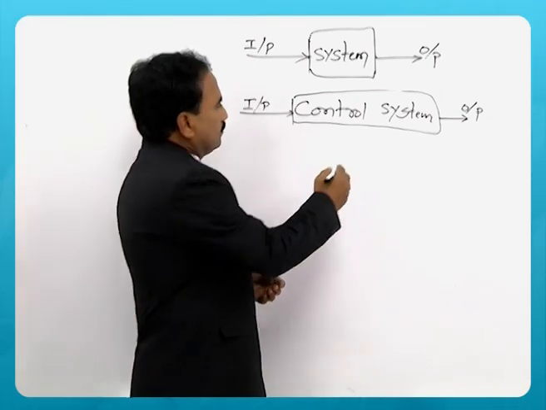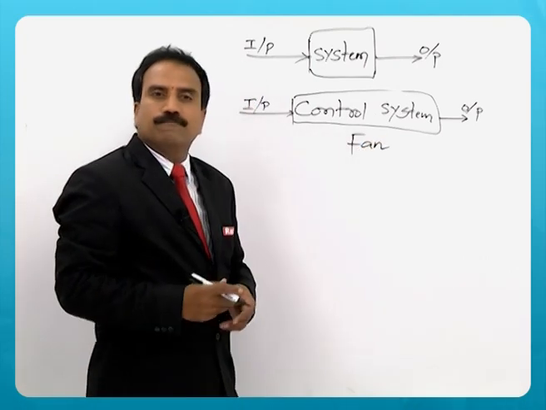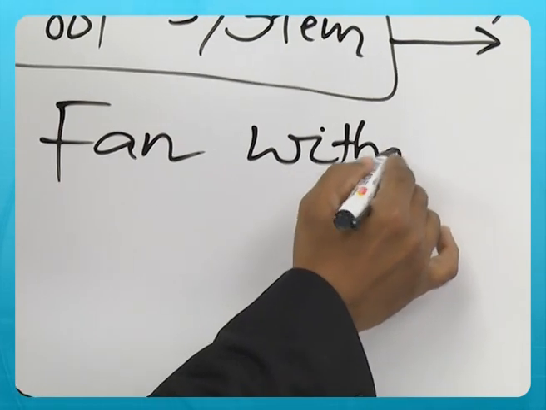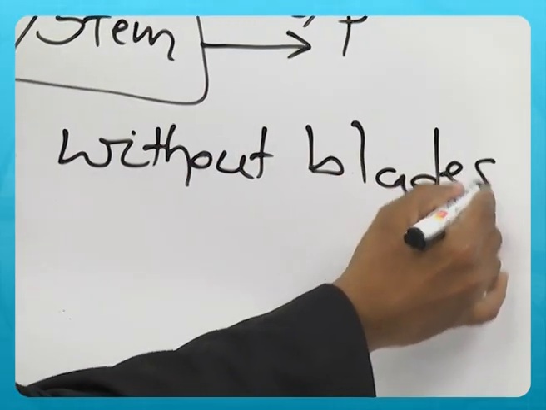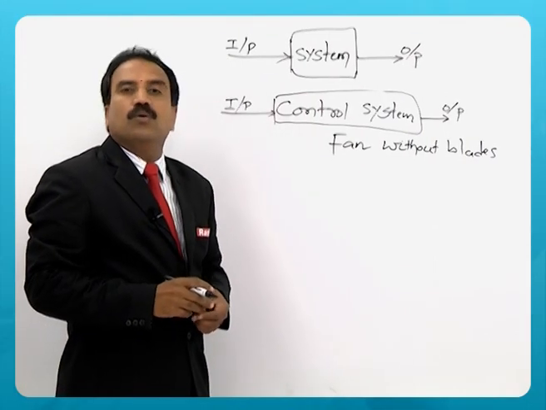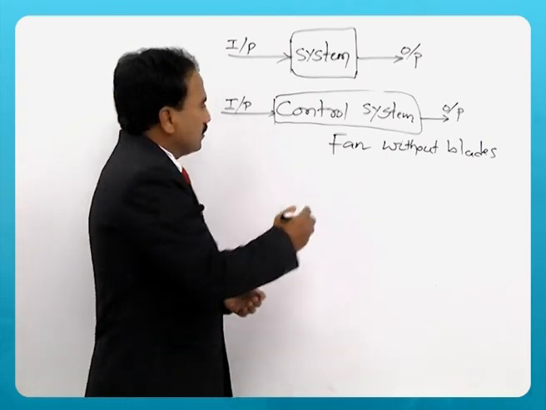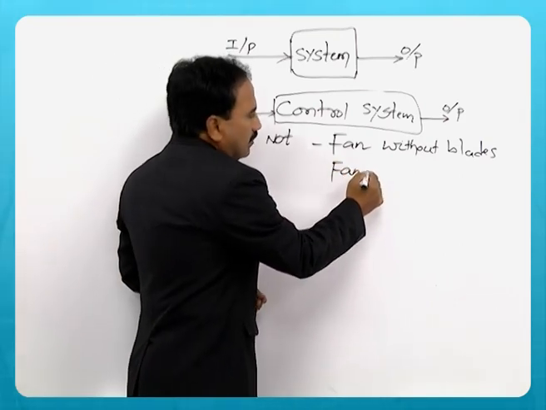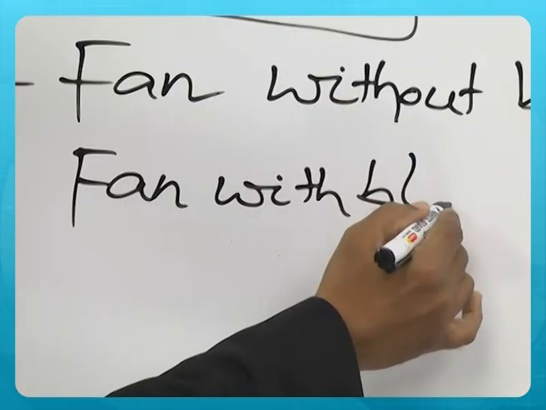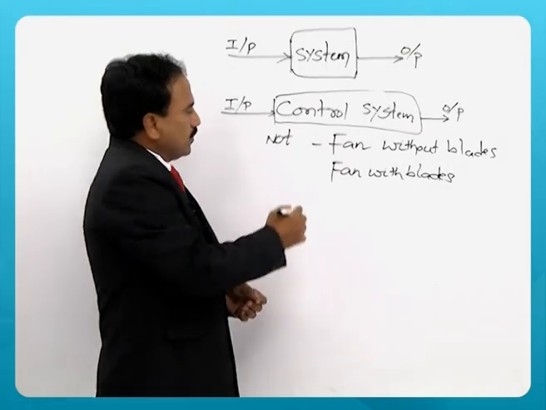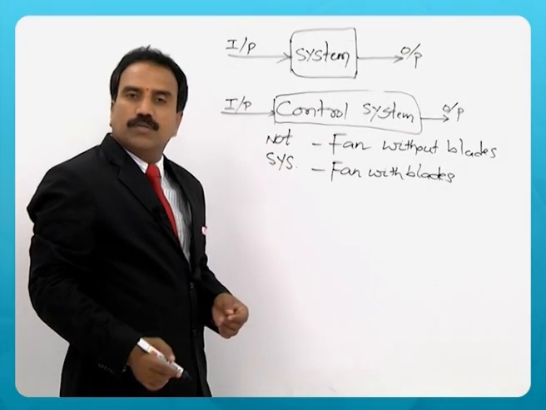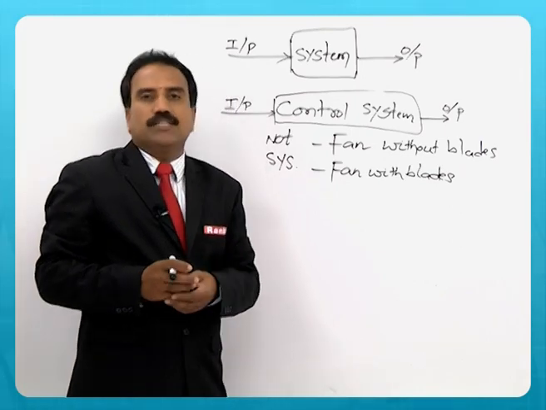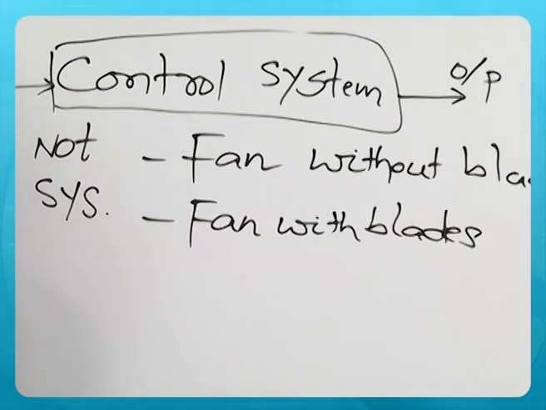For example, a fan. A fan is a control system. A fan without blades is not a system because there is no airflow. A fan without blades is not a system, and a fan with blades, yes, I can say it is a system, because a system is nothing but a collection of certain components, an arrangement of some components connected in some fashion to perform a certain objective.